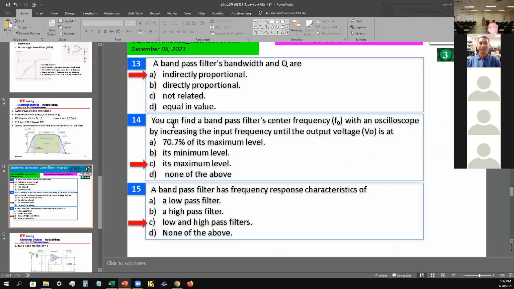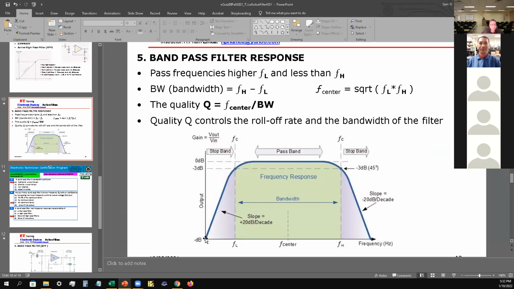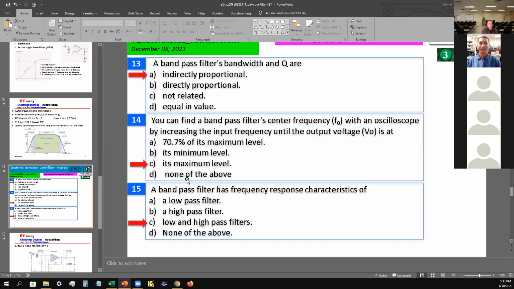14, if you can find a bandpass filter center frequency with an oscilloscope by increasing the input frequency until the output voltage Vout is at its maximum level. Okay, so C as in cat for number 14. Like I said, you keep on increasing your frequency so that you get the maximum output possible. That is your center frequency. If you keep on going, it will keep on decreasing the other way. So wherever the center is, that's the maximum. Okay, so C as in cat for number 14.